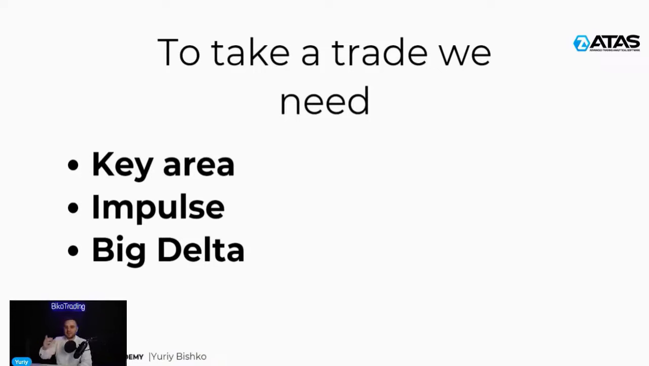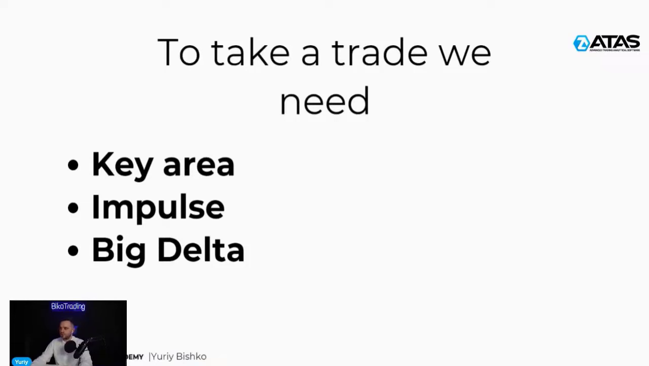When cascade liquidation appears, what does this mean? Price came to some area and hit stop losses. Stop losses move price higher. They moved stop losses higher, it moves to new stop losses, and because of that, there is a really fast impulse. And why here is it super important to see big delta? Delta is a difference between market buy and sell orders.